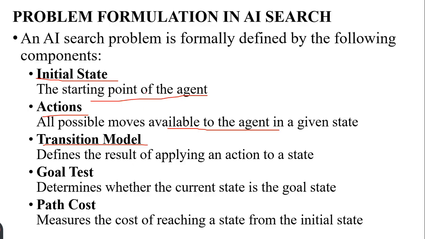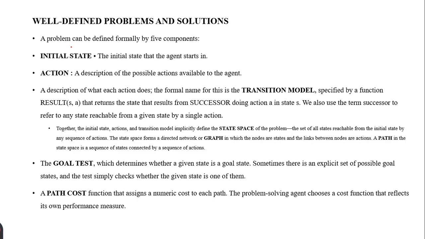So with the help of this definition of problem formulation in AI, we can see the initial state and actions, a description of possible actions available to the agent, and the formal name of a transition model specified by the function RESULT(S, A), where S is a state and A is an action. It returns the state that results from doing action A in state S. We also use the term successor to refer to any state reachable from a given state. This kind of description is in the form of a transition model.